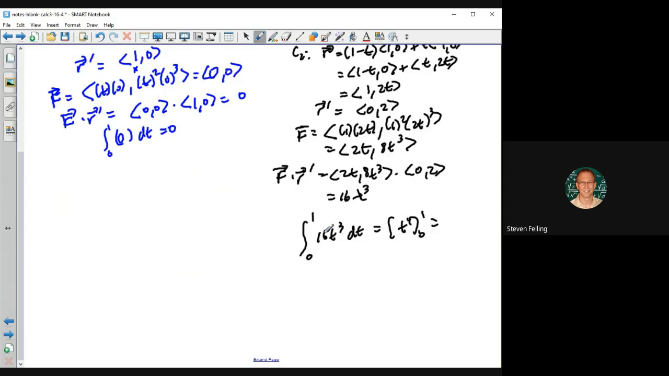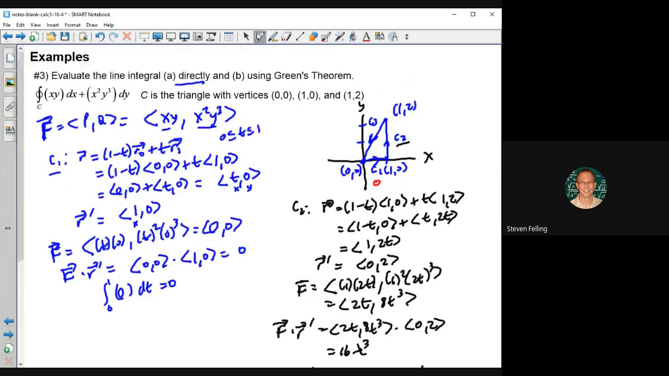Actually there's a 4 here, right? Because this would be divided. So it's going to be 4 times 1, 4 times 0, which is 4. And so what that means is that along this path, the contribution to the circulation is 4.